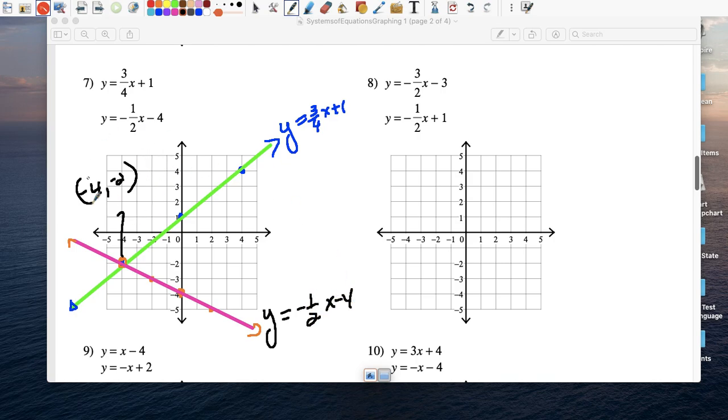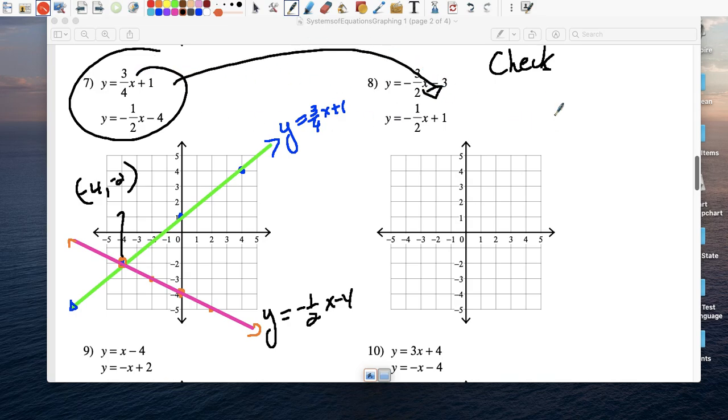So let's do a check. So I'll take these two guys here, do the check over here. So the first one is y equals 3/4 x plus 1. The second equation is y equals -1/2 times x minus 4. So the point is -4, -2. Let's see if that works. So remember, every time you see an x, you replace it with -4. Every time you see a y, you replace it with -2.